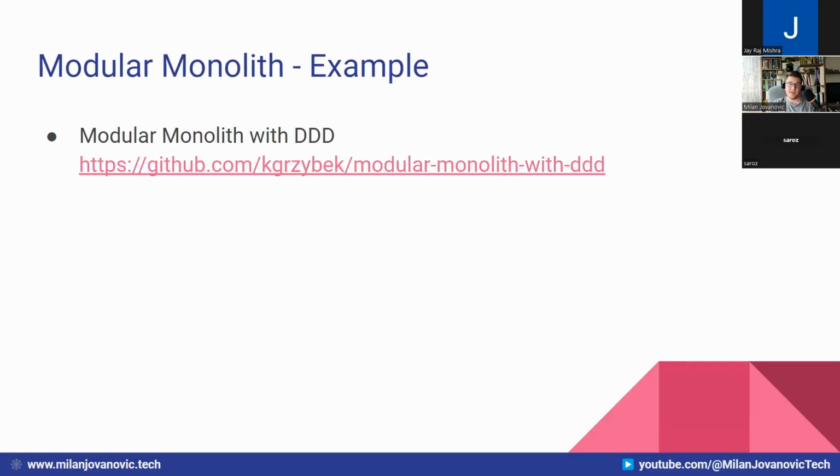So a nice example of a modular monolith, and this one also includes domain-driven design, you can find in this repository. I suggest that you take a look at it because I think the implementation is really nice and you'll be able to learn a lot from it. So not just modular monoliths, but also how to use domain-driven design, how to apply event sourcing to a system, and so on.